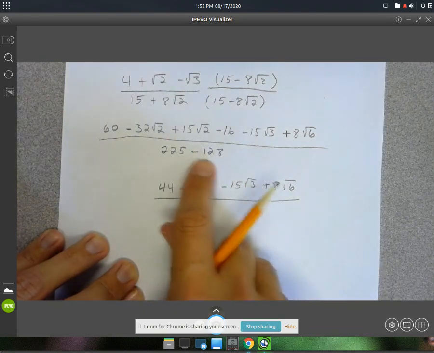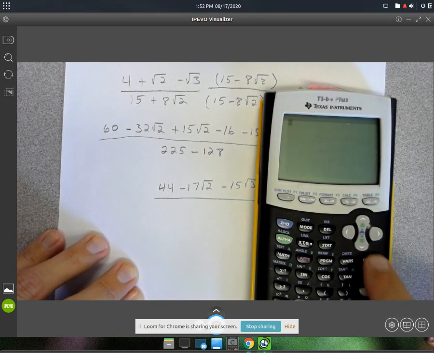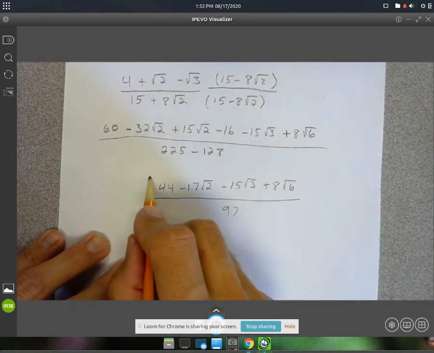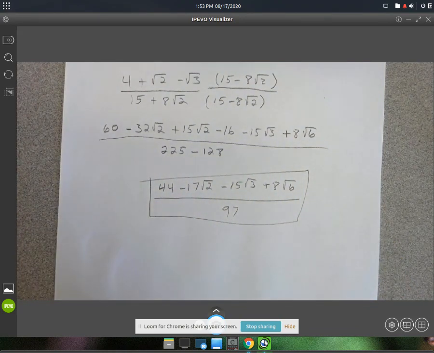Over, and then we'll just subtract those. 225 minus 128 is 97. And that is rationalizing the denominator twice, or double rationalization.